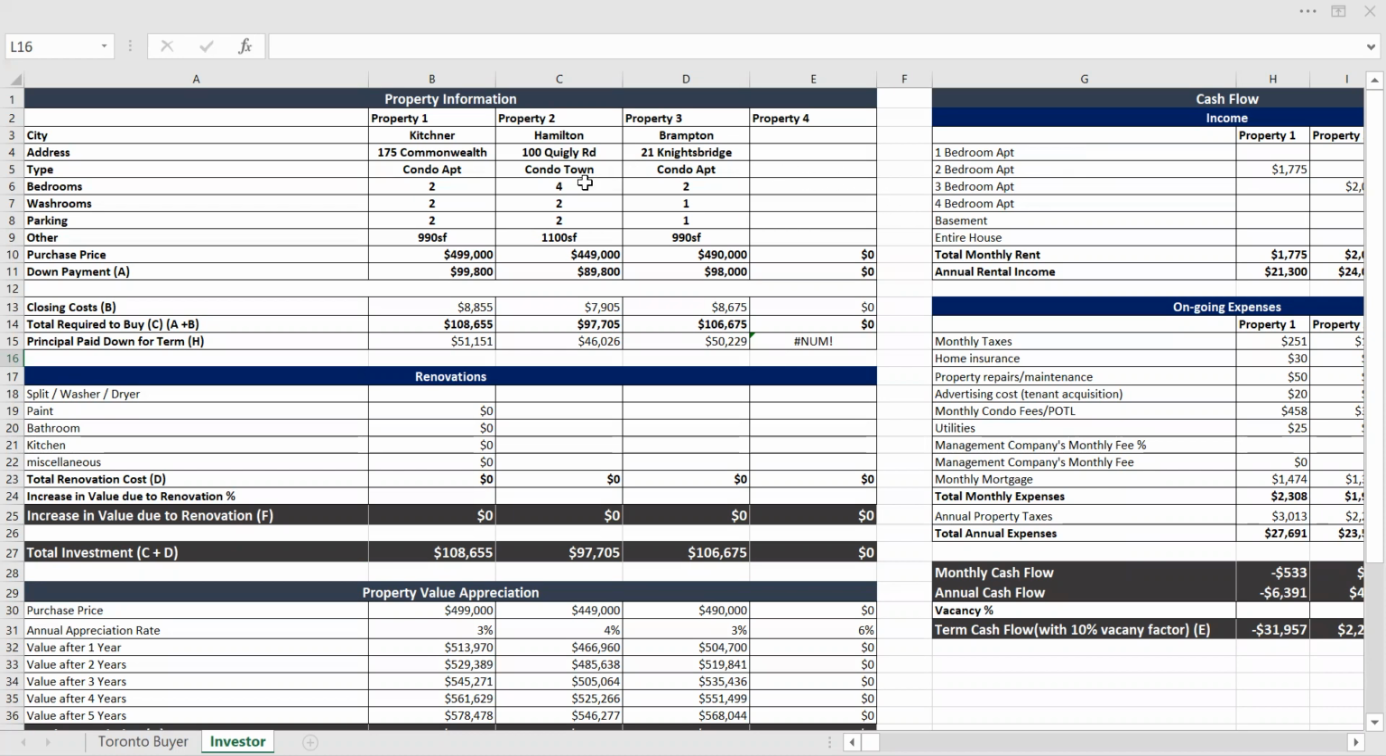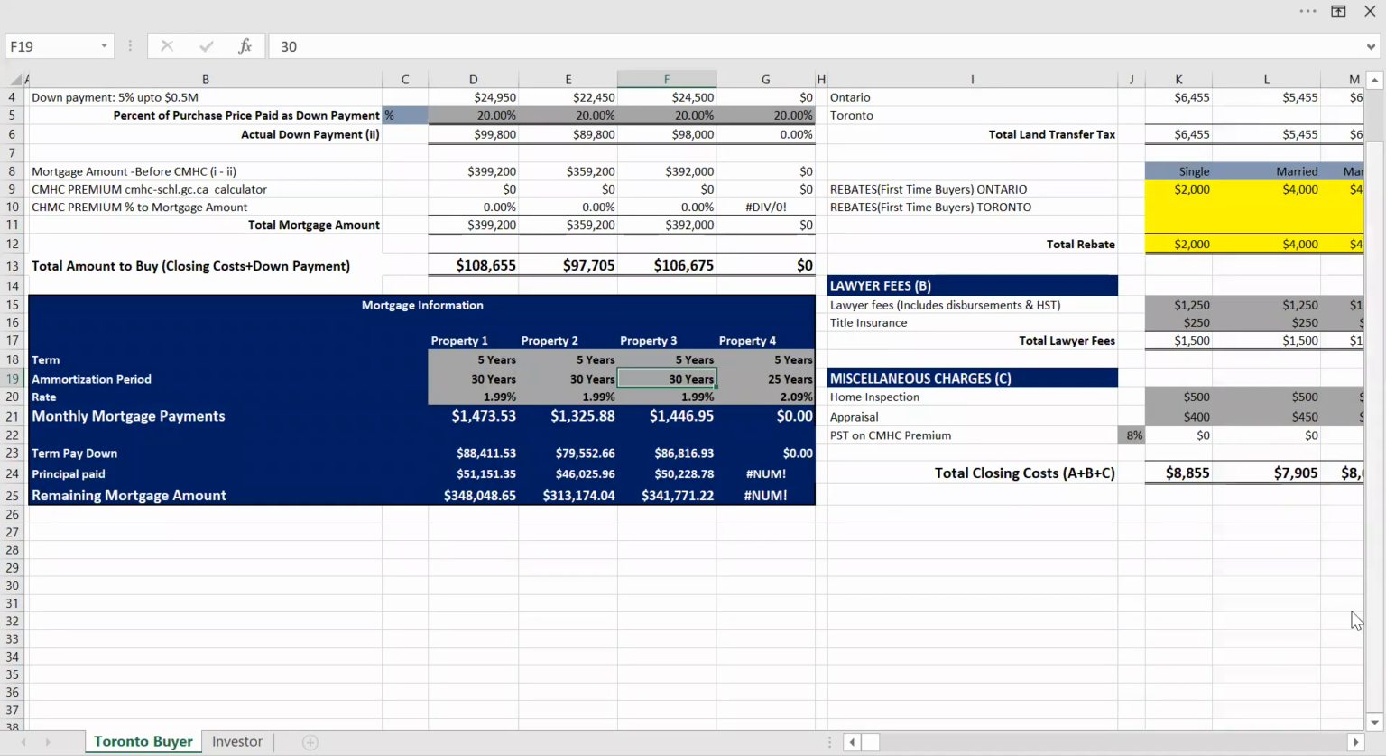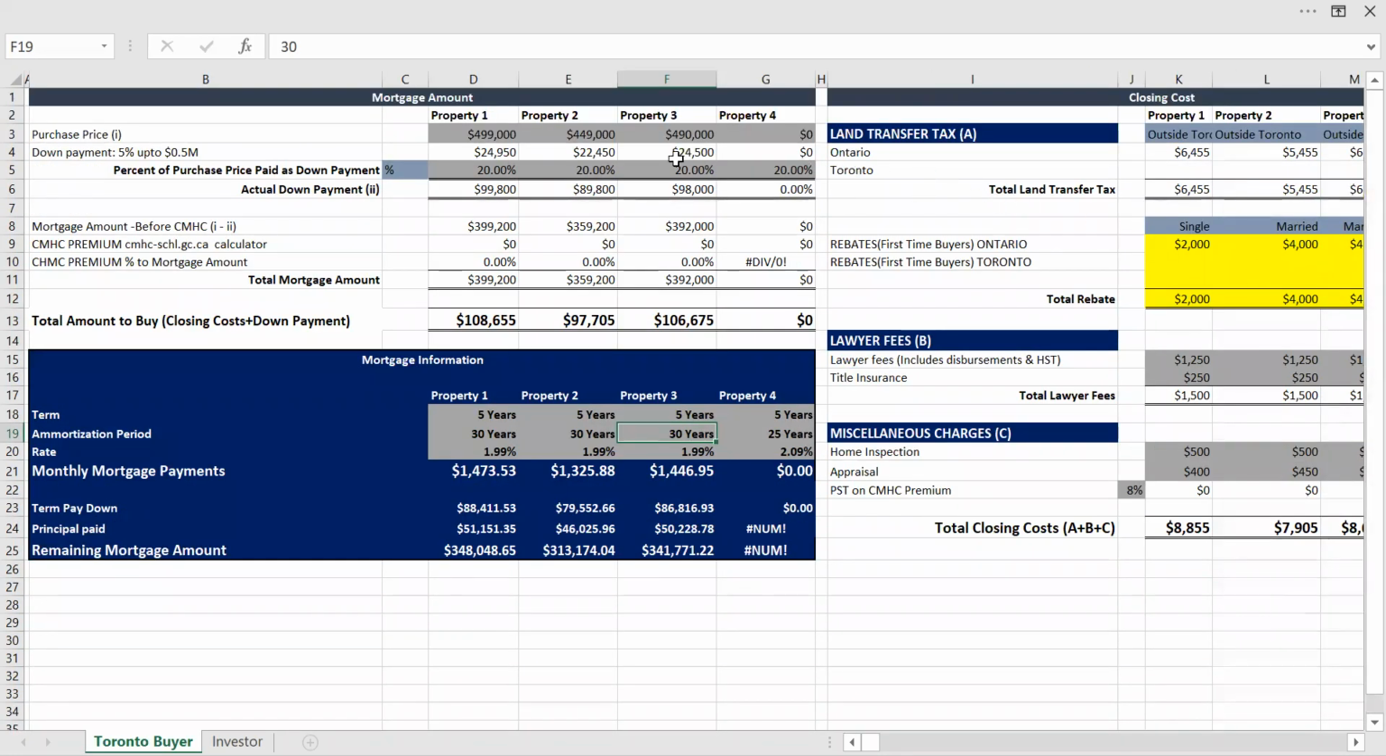So today is May 20th. I've just gone on the MLS. I've chosen three properties to do a quick analysis on. One in Kitchener, that's a condo apartment. One in Hamilton, that's a townhome, and one in Brampton, that's an apartment. No particular reason that I chose those three other than they are roughly in the same general price range, and it tends to be a more attractive price range, especially for investors.